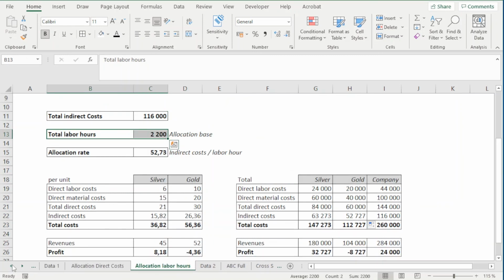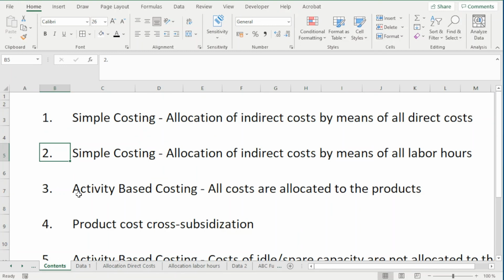In the next video, we will look at another approach of how we can allocate costs to products. This approach is activity-based costing, and the difference will be that we now really look into these cause-effect relationships between resource use and the products. And then we will find, hopefully, a better way to allocate indirect costs to products.